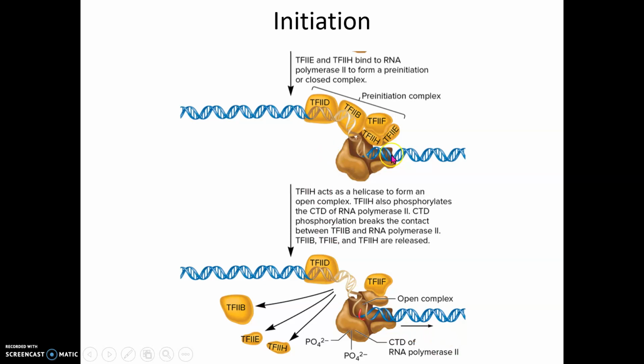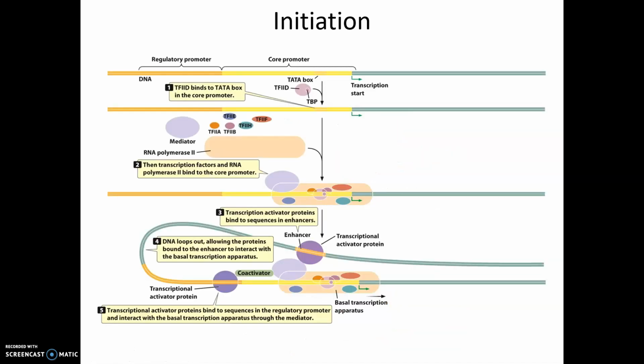This is closed, okay? We haven't opened up our DNA yet. So remember, H acts as the helicase that's able to open the DNA and give us the open complex. So H comes along and phosphorylates the carboxyl terminal domain of RNA polymerase II. When it does that, it breaks the contact, so it's kicking off B, E, and H. And so F stays bound to polymerase as it was before, and opens up and is able to now transcribe. This is initiation, and mediator comes in some way that allows us to go to elongation.